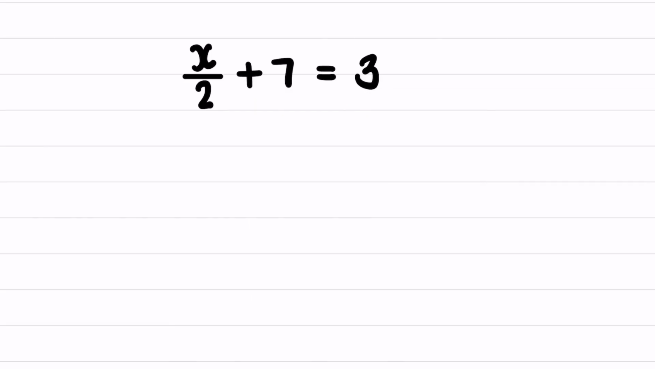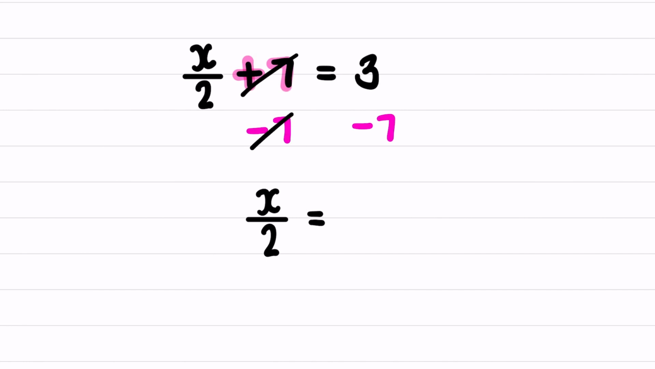Alright, last example. Now I have x over 2 plus 7 equal to 3. So I'm going to start by getting rid of the plus 7. And how do I get rid of the plus 7? I'm going to subtract 7 from both sides because it's an equation. When I subtract 7 from the left hand side, I will be left with x divided by 2 equal to, and then on the right hand side I'm also going to subtract the 7. So I'm going to say 3 minus 7, which is negative 4.